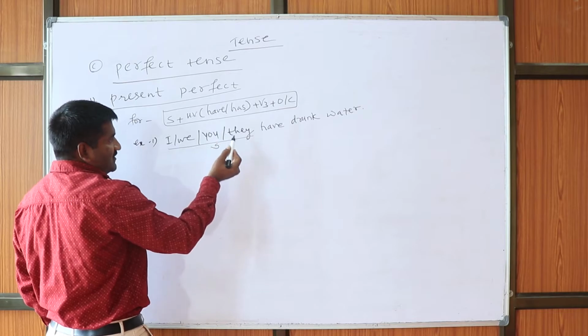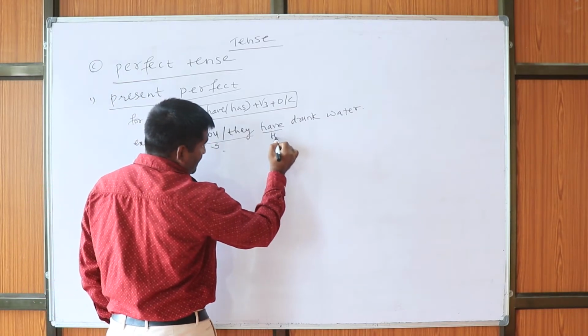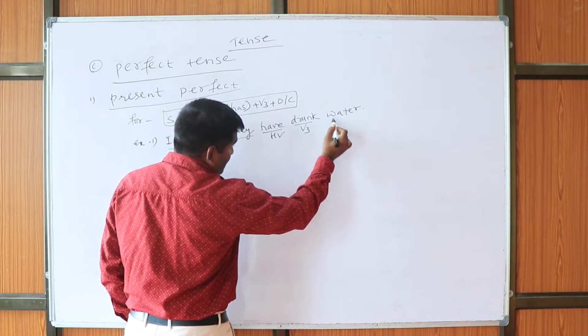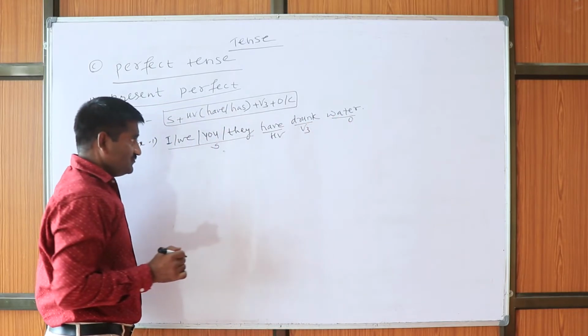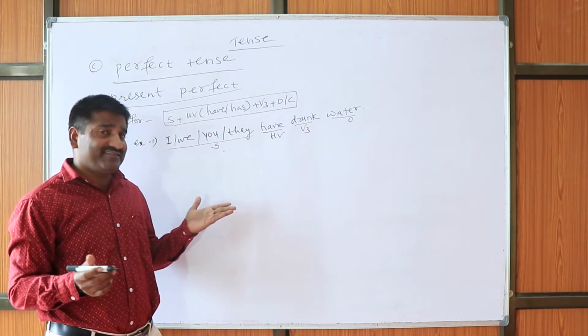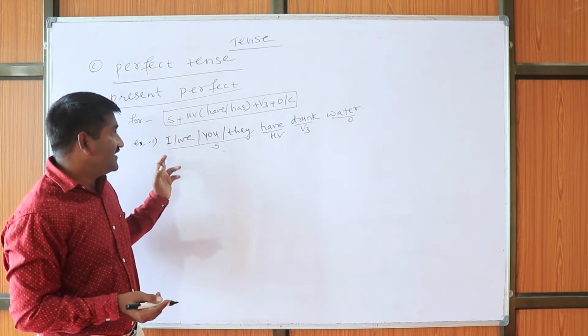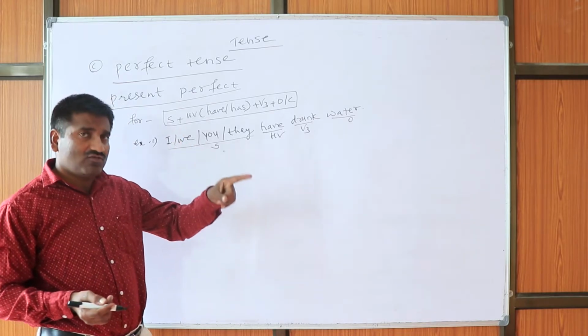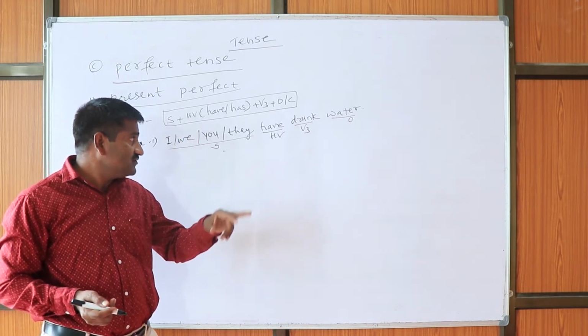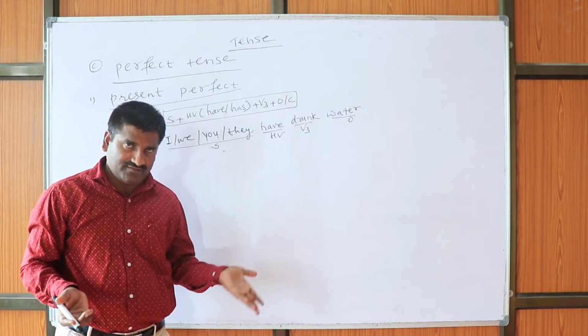So I, we, you, they, these are subjects. This is the helping verb. This is V3 and this is the object. And how are we going to read it to understand? Simply, I have drunk water, we have drunk water, you have drunk water, they have drunk water, in this way.